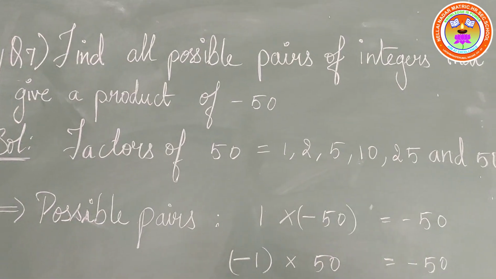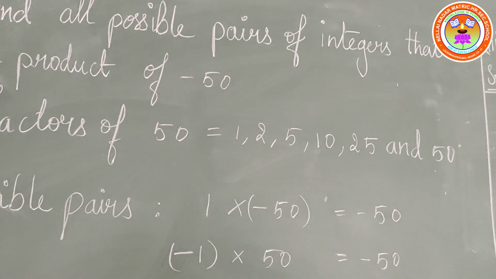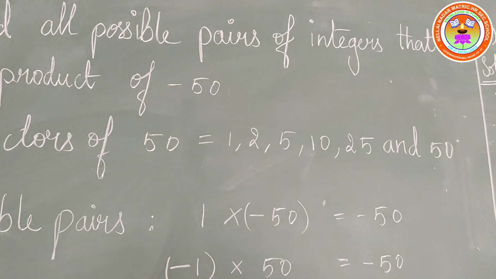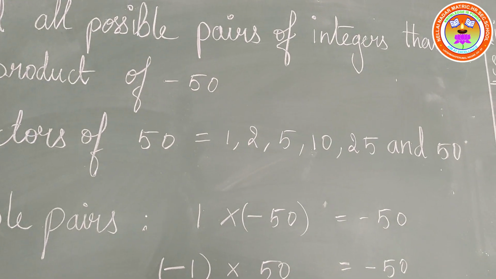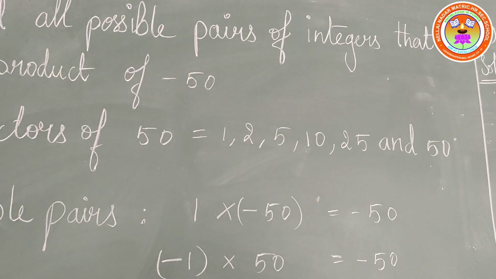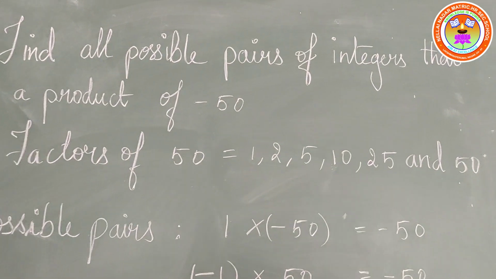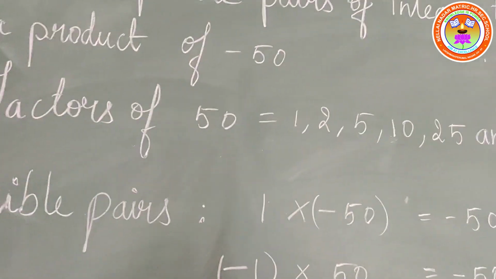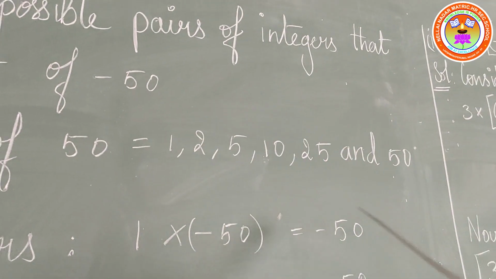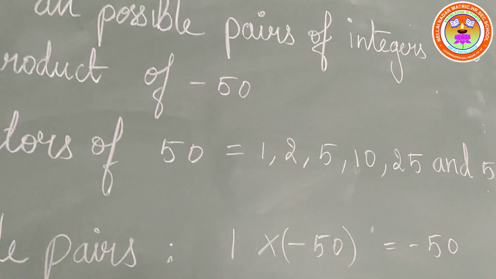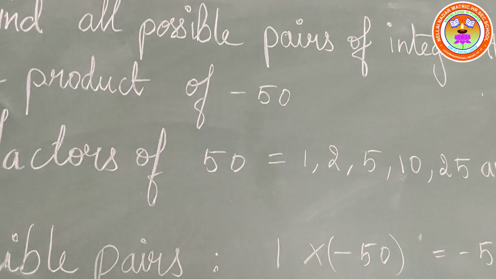So factors of 50. You have learned factors, right? What are the factors of 50? 1, 2, 5, 10, 25 and 50. So these are the factors of 50. Now I should make use of these numbers to form the pairs. Now remember that the answer should be minus 50.